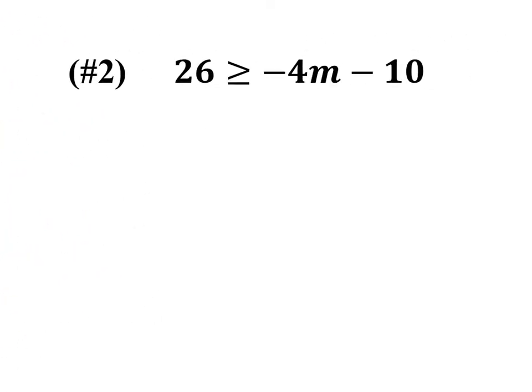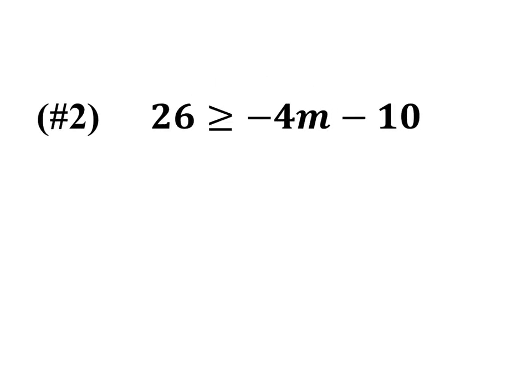Number 2, we have 26 is greater than or equal to negative 4m minus 10. Okay, so we're solving for m, which means we need to get m alone and get the numbers to the other side. So if we had 26 equals negative 4m minus 10, what would be the first step? Well, we're going to add 10 to both sides. We want to get the negative 4m by itself. So then we're going to get 36 is greater than or equal to negative 4m. That's 26 plus 10 is 36.